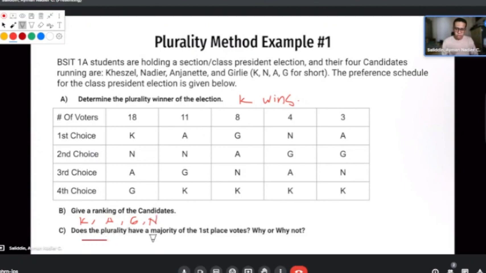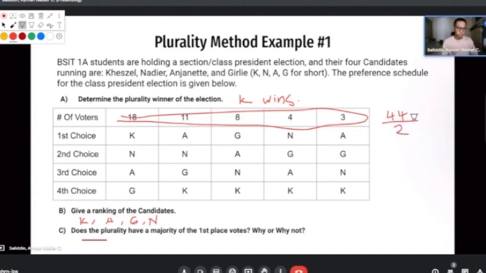Does the plurality winner have a majority of the first place votes? Why or why not, right? So the answer here is no. Because if we add up all of these votes, we're going to end up with a total of 44. Now, to get the majority, we have to divide this by 2, which will turn out to be 22. That's 50%. Now, when we say majority, we're talking about more than 50%, which is 51%. So we're going to have to round it up to 23.